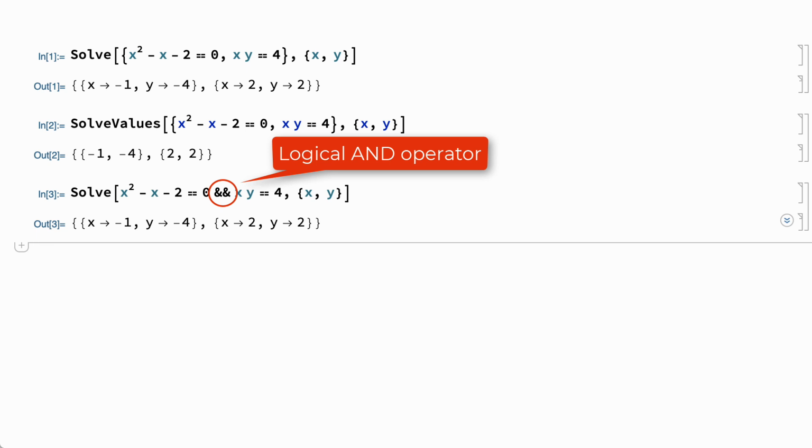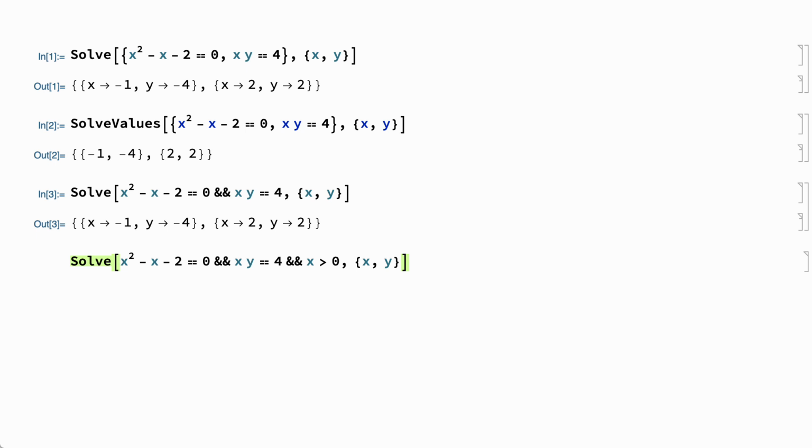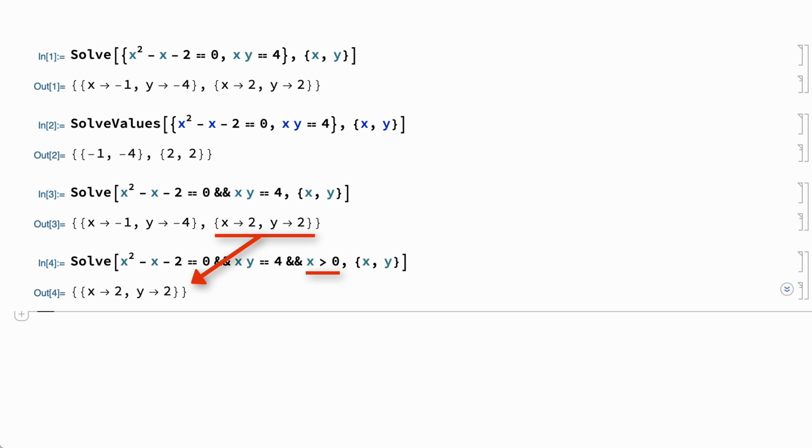One method is by including inequalities or other constraints with the equations, as in this example, where the constraint that x be larger than 0 is entered by including the inequality x > 0, which causes Solve to return only the solution for which x is bigger than 0.